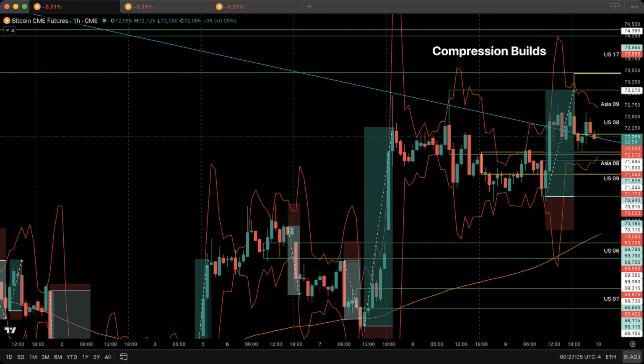Now the bounce appears. It lifts. But it does not travel. It does not extend. It fails early. Now define the lower side. Reaction appears. But continuation fails again. Now both sides are collapsing inward.